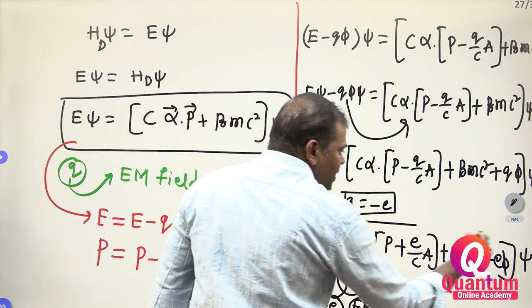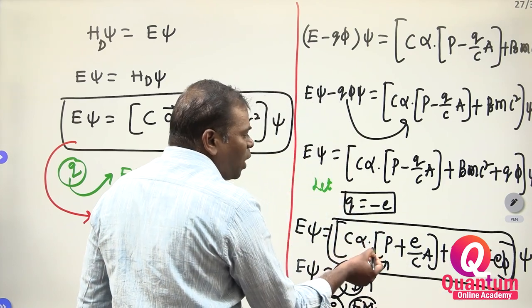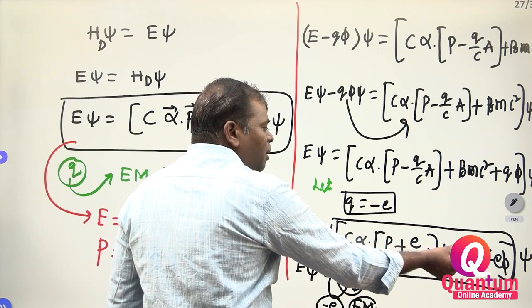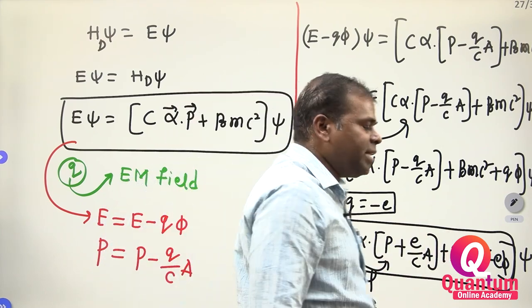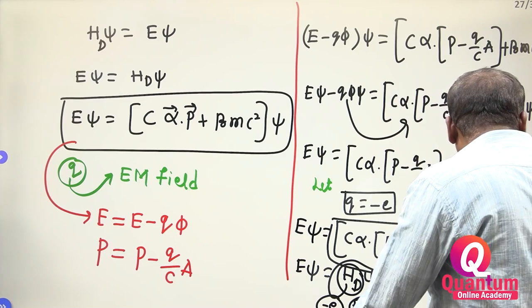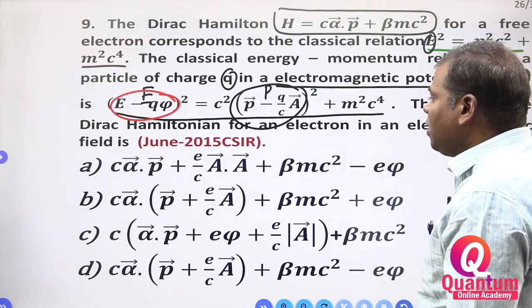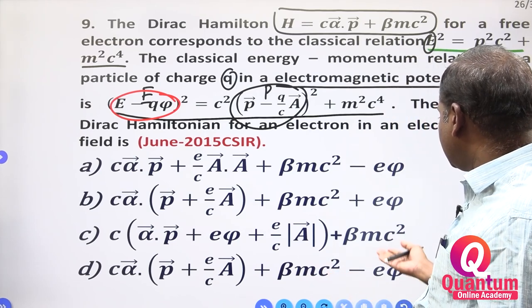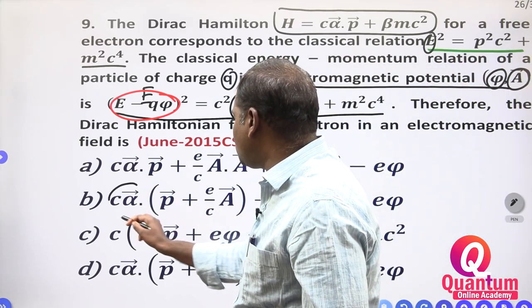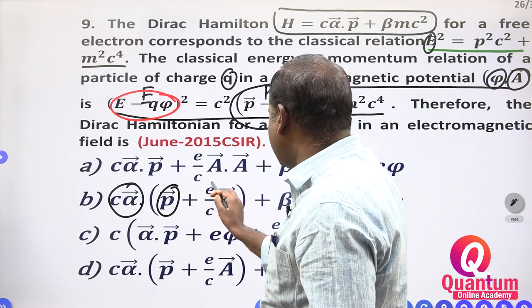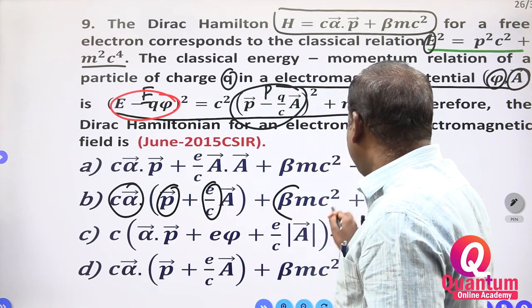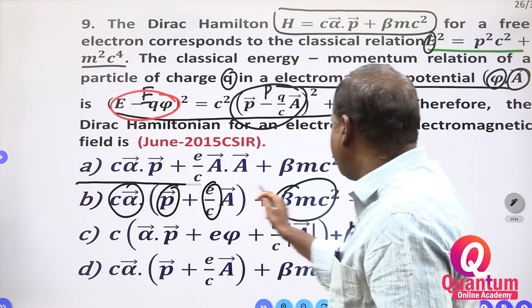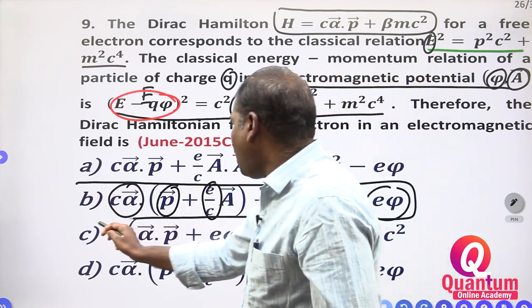What is this? c into alpha dot P plus e by c into A plus beta m c square minus e into phi. Whether that option is there or not, you have to check it. Right? So, which one is c into alpha P plus e by c into A, beta m c square plus e into phi. Option B is correct.